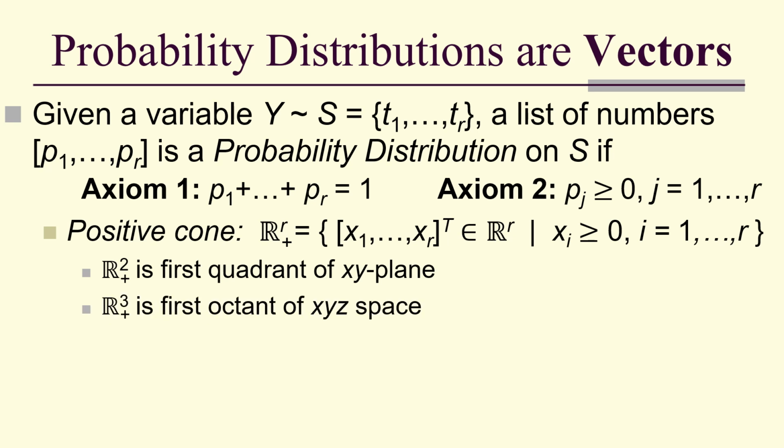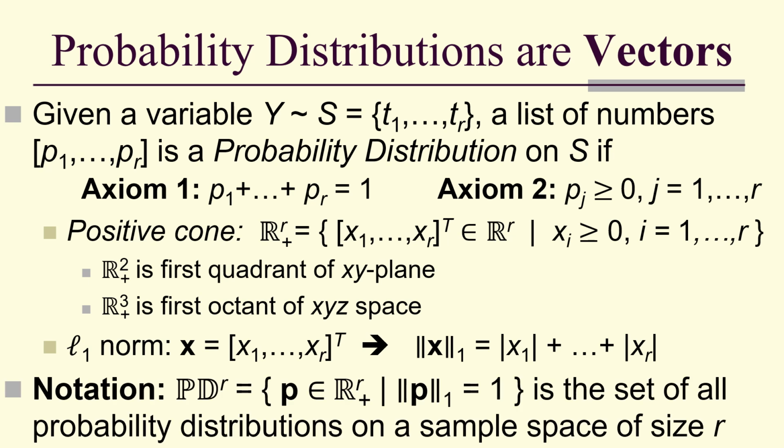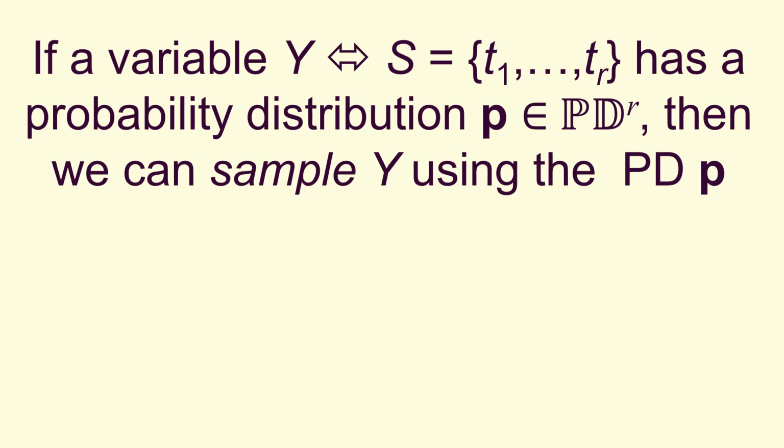The positive cone of R3 is the first octant of XYZ space. The L1 norm of a vector is the sum of the absolute values of its coefficients. So the probability distribution space, the set of all probability distributions on a sample space of size R, is thus defined. Now, if a variable has a probability distribution, then we can sample that variable using its probability distribution.